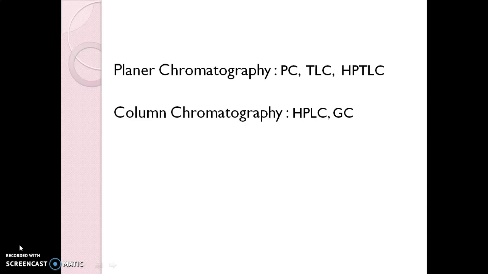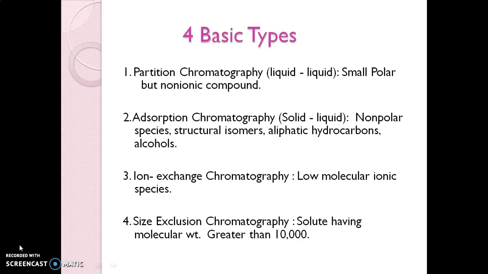Another is TLC, that is thin layer chromatography, and next is HPTLC, that is high performance thin layer chromatography. The other term is column chromatography. Examples of column chromatography are HPLC, that is high pressure liquid chromatography, or GC, that is gas chromatography. So these are the most basic terminologies of planar chromatography and column chromatography.